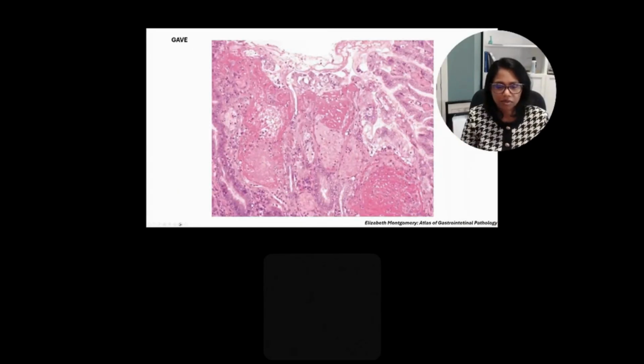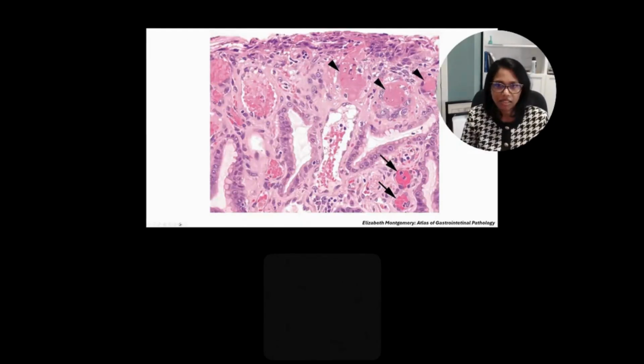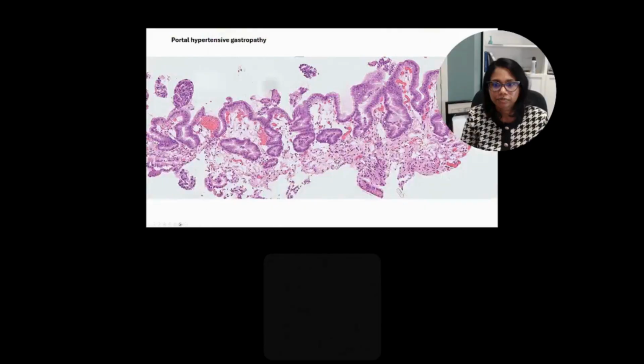And this is an example of GAVE where the surface epithelium is ulcerated and eroded with very large ectatic vessels filled with fibrin thrombi, and fibrinous exudate streaming from the surface epithelium as well. This highlights the smaller capillaries filled with fibrin thrombi, and also smaller capillaries which are just dilated and congested. In comparison, this is an example of portal hypertensive gastropathy, where it tends to be quite clean. And I often find, of course with endoscopic correlation, if they're querying it, it tends to be supportive.